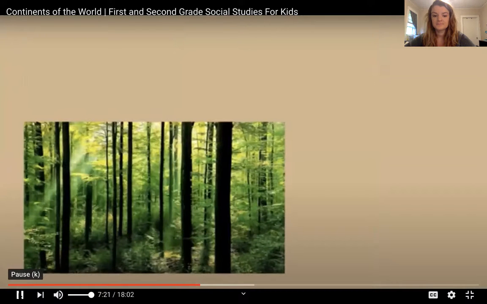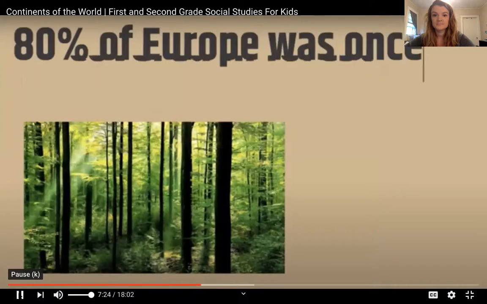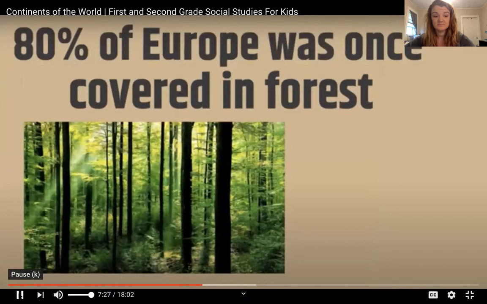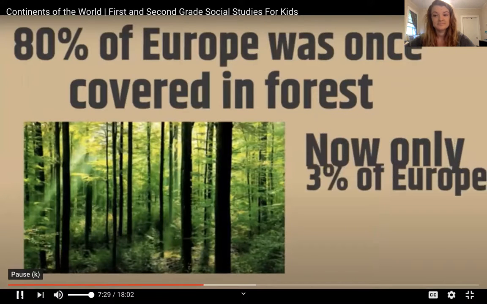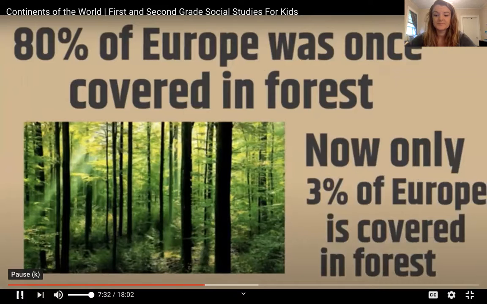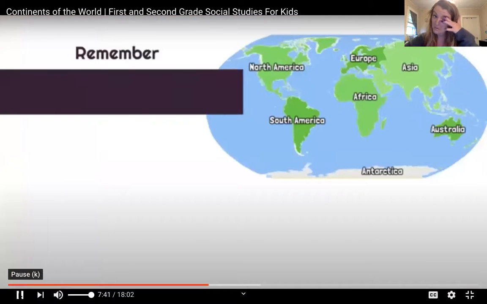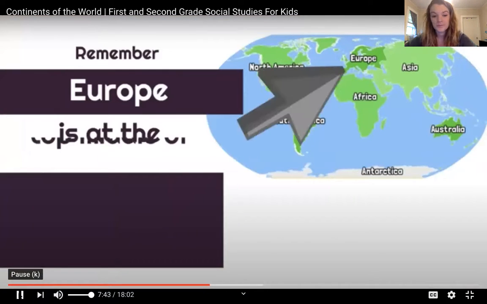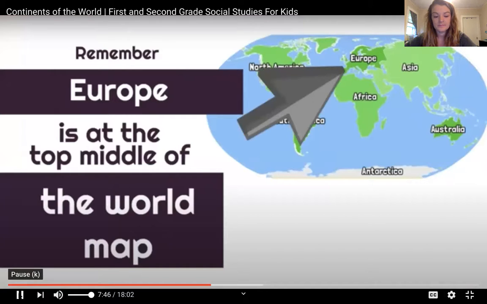Forests were the main biome of Europe. 80% of Europe was once covered in forest, but sadly, now only 3% of Europe is covered in forest because so many of the trees have been cut down. That's one example, you guys, we've talked about how habitats have been changing. When people cut down trees, it destroys environments, and the animals and organisms that used to live there are now at risk and must find a new place to live. Remember, Europe is at the top middle of the world map.